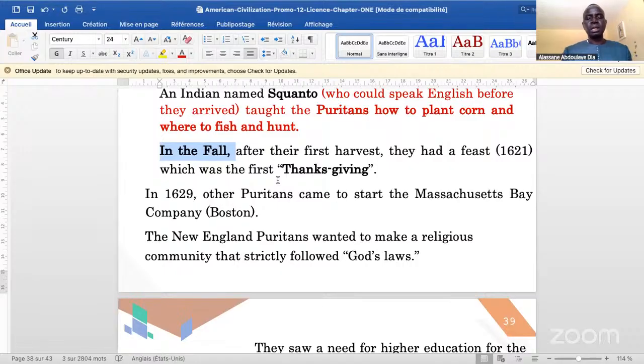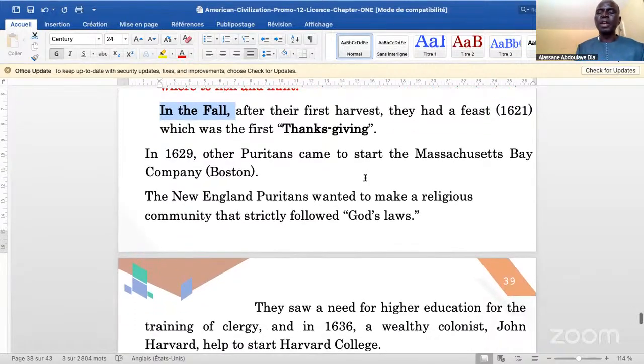And then when they survived, in the fall, they had their harvest, the first harvest, and then they had Thanksgiving. So in Thanksgiving, they have to thank God, and they have to thank God for giving them the opportunity to come to the promised land. And they have to thank also Squanto. That's why you see Thanksgiving is celebrated in fall, the last Thursday of November.